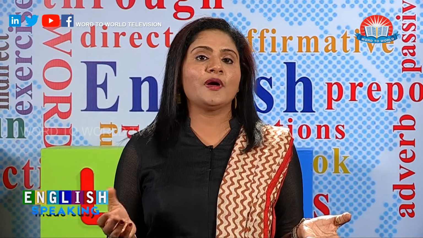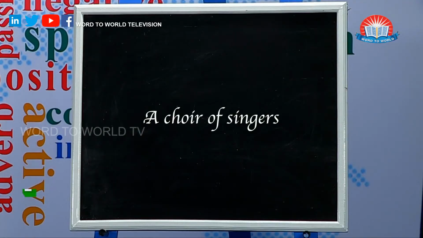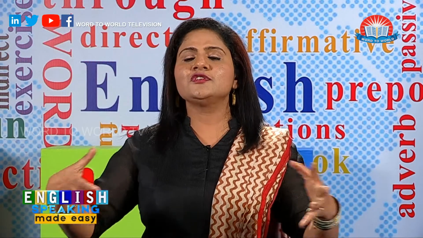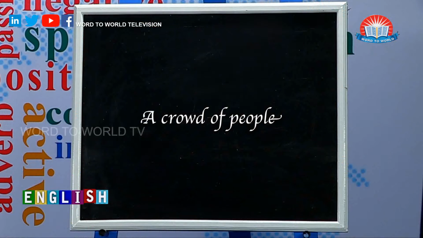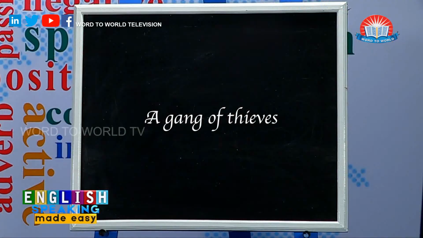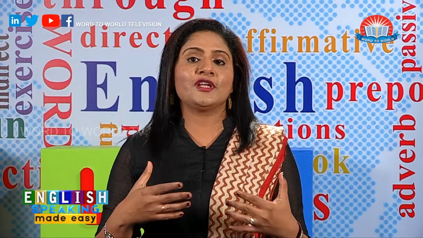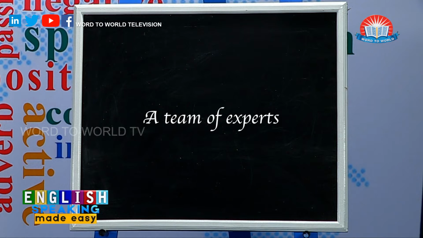Then of course, if you have singers, when they come together they form a choir. They are a choir of singers. When there are students sitting together to study, they are a class. If there are lots of people, they are a crowd. What about thieves? There are 4 or 5 thieves who have joined together to loot a house. They become a gang of thieves, a pack of thieves. When a lot of people who are very good at a subject come to question you, they are a team of experts, like you have a team of players. So, these are the collective nouns that we use with reference to people.